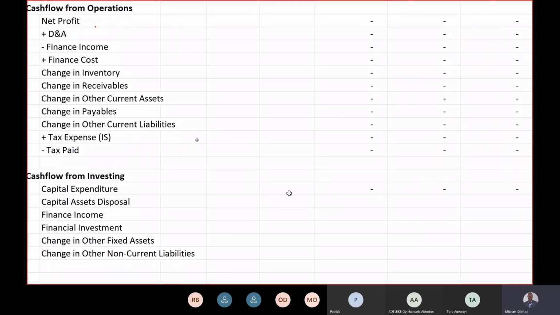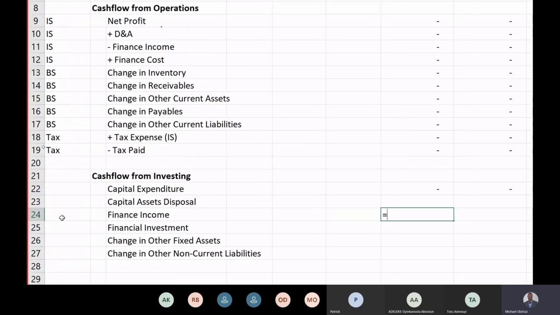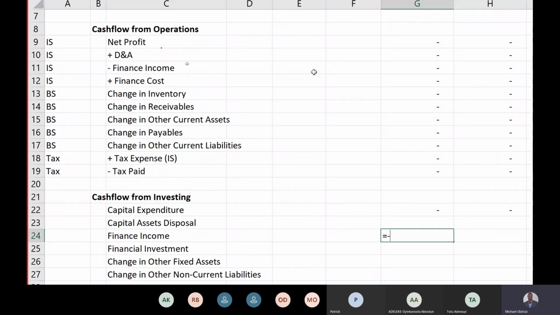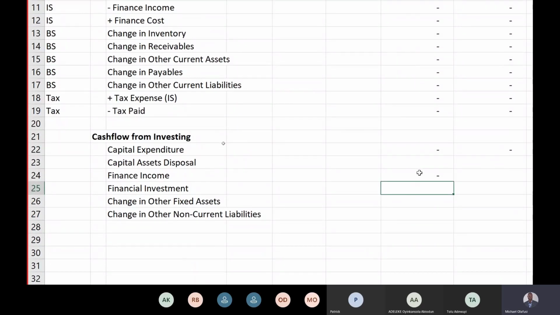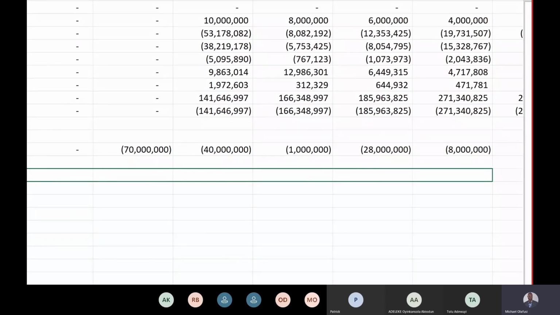So we are going to move to the next one, finance income. I don't have to even sweat. I can simply just bring in the finance income from here. But since we have minus it here, I need to bring it back as positive. So I bring back the finance income, and then that one also I drag all the way to the right.